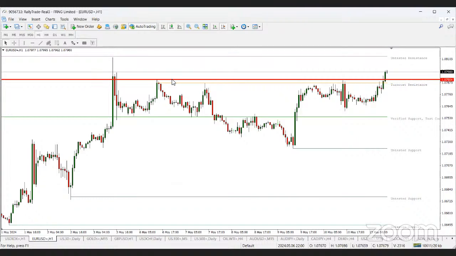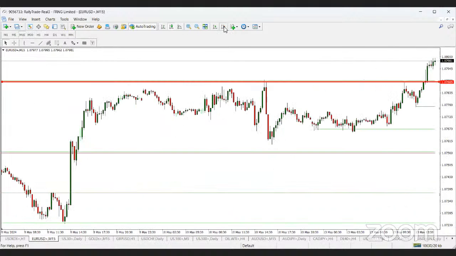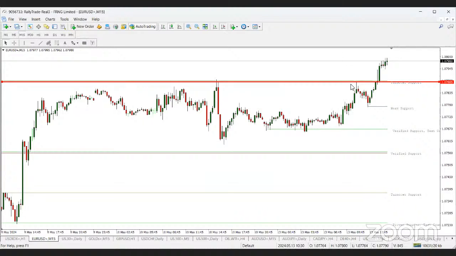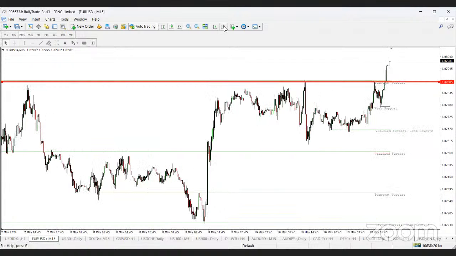So what am I going to do? Personally, for me to take advantage of this buy in Euro USD, I would expect it to return back to this point, and from there, that is where I'll be looking out to buy Euro USD from. If it returns back to this point, I would expect it to actually buy. So for Euro USD, I will be looking out for a buy from 1.07880.